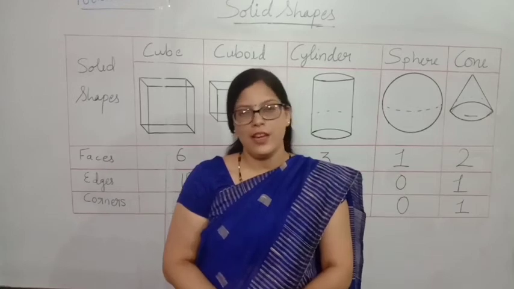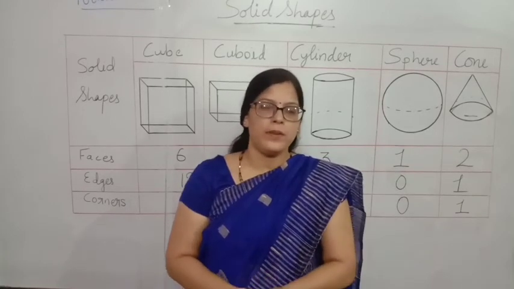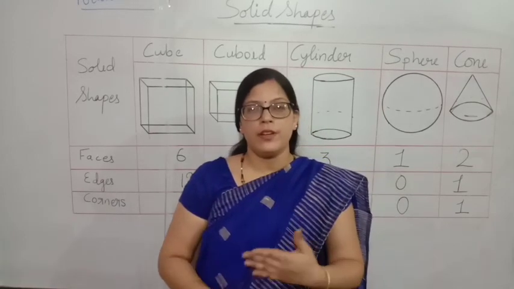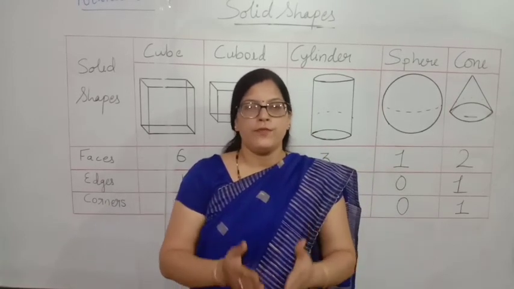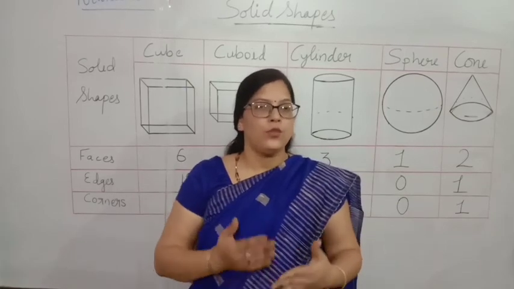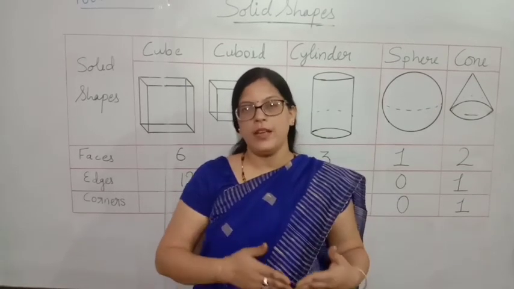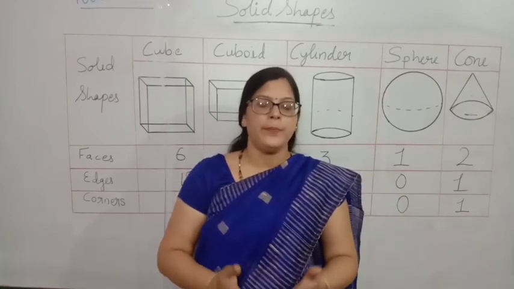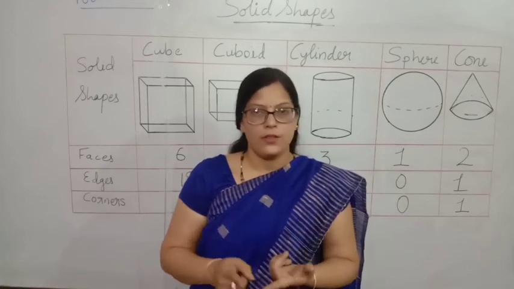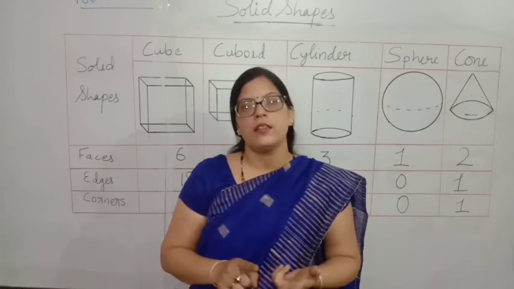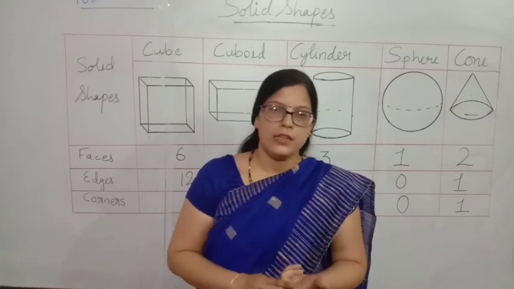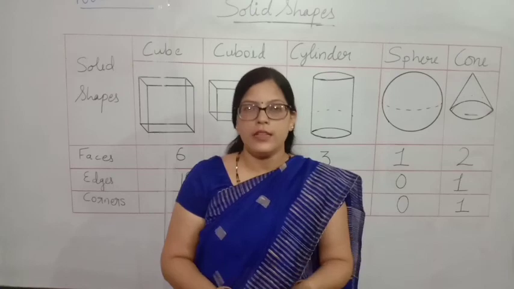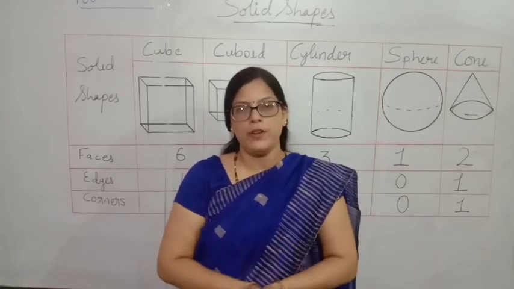So children, we have completed all of the topics of this chapter. So let us revise what you have studied in this chapter. First of all, we have seen that there are two types of shapes: plane shapes and solid shapes. In plane shapes, the shapes are square, rectangle, triangle, circle, oval, and diamond. We have seen how many sides and corners are there in these shapes. We have learned all of their properties.